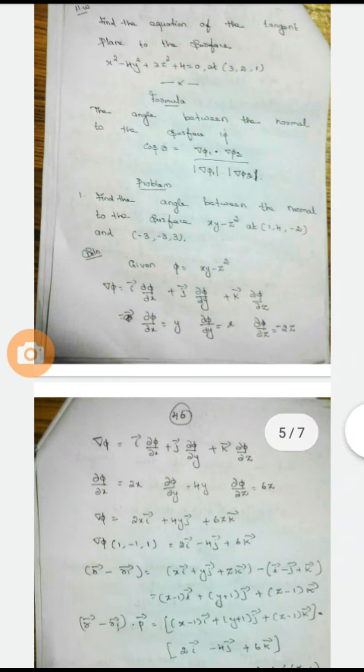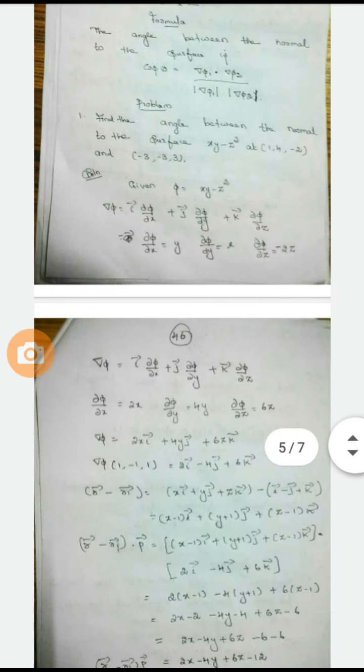Just try to do it. The next one, the formula for the angle between the normals to the surfaces. The angle between the normals to the surfaces: cos theta is equal to del phi 1 dot del phi 2 divided by modulus of del phi 1 into modulus of del phi 2. See, find the angle between the normals to the surface xy minus z square at two points. One surface is given and two points are given. Okay. So first you write the given surface as phi. Then you find del phi.